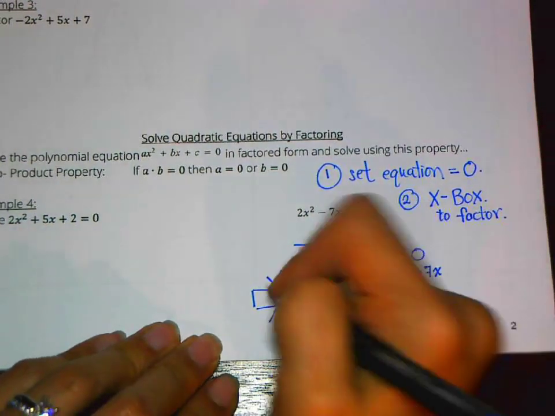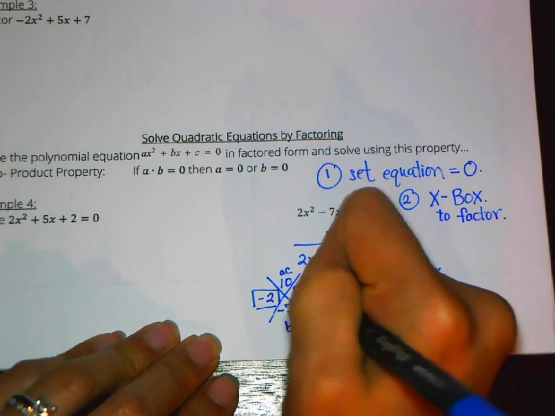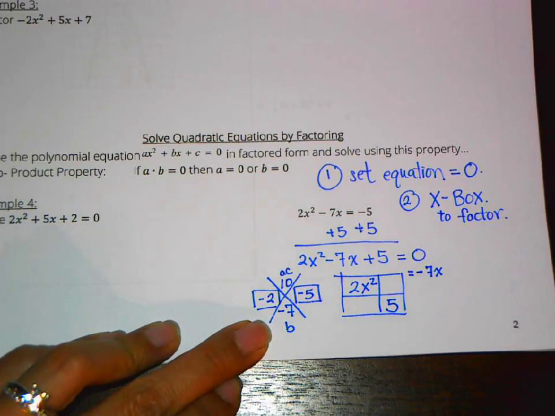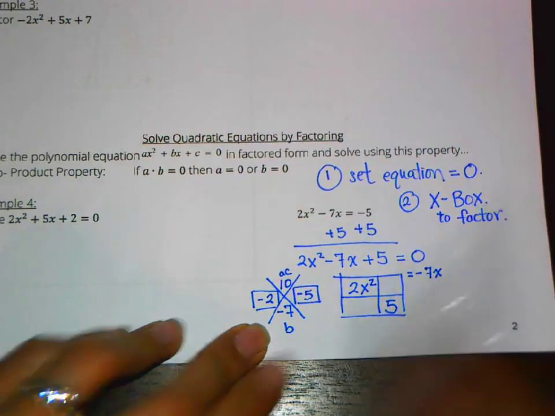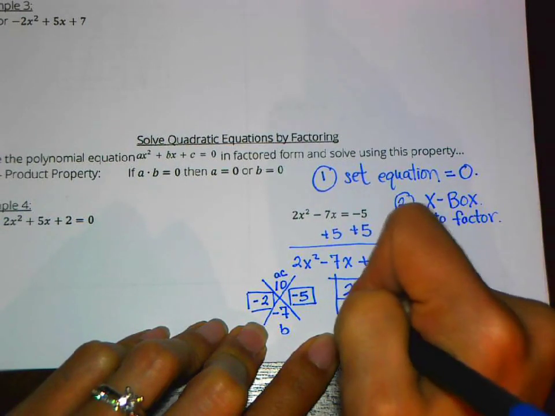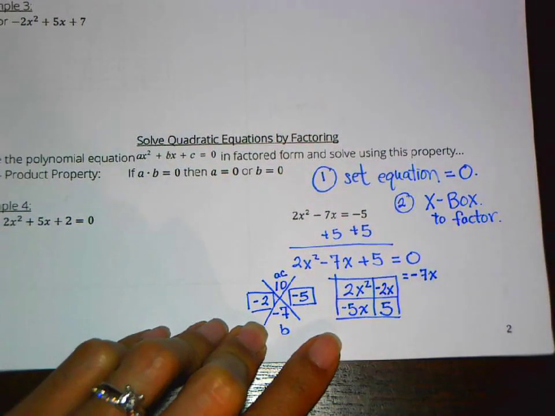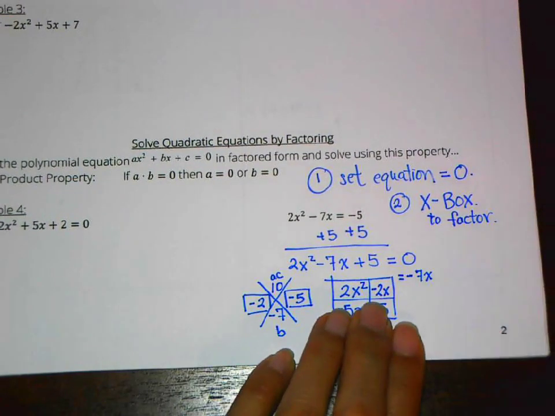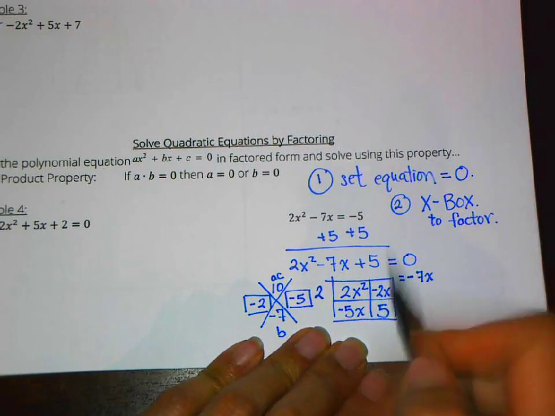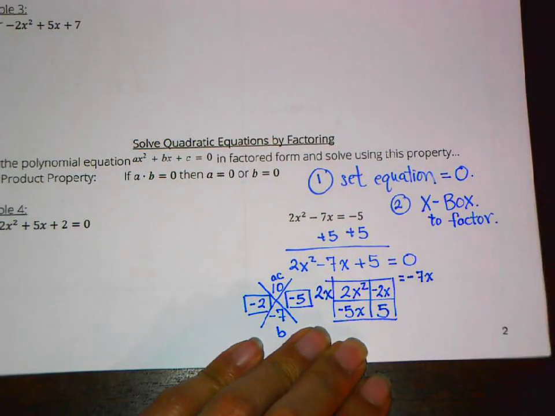I know that negative 2 times negative 5 is going to give me positive 10, and when I add negative 2 and negative 5, it's going to give me negative 7. So those two numbers are going to go in here, negative 2x and negative 5x. Now I'm going to find the greatest common factor between 2x squared and negative 2x and pull it out to the side. 2 and 2, 2 goes into both of them. X squared and x has the greatest common factor of x.